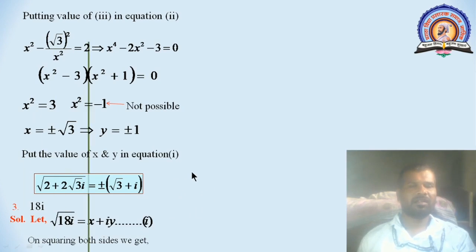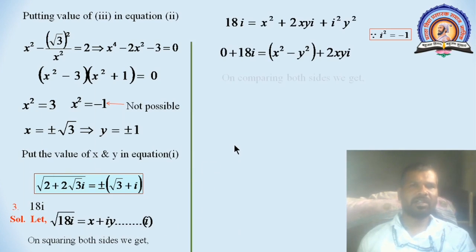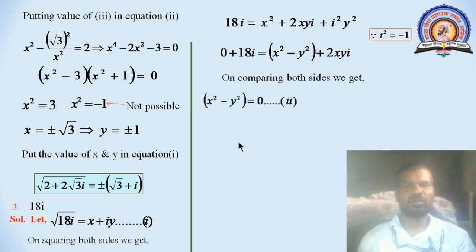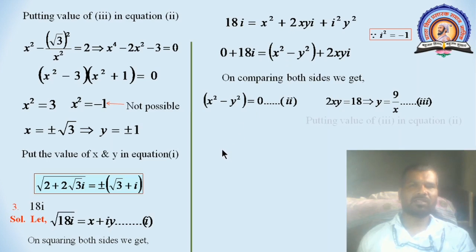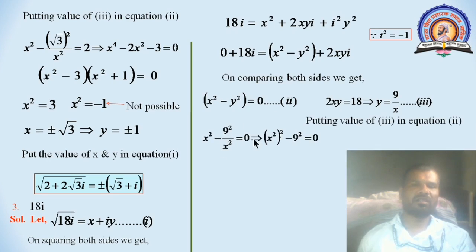Squaring, comparing real and imaginary parts, you will get x square minus y square is equal to 0 and 2xy is equal to 18. From that, y is equal to 9 upon x. Put this value in equation number 2. You will get x square minus 9 square upon x square is equal to 0. On multiplying by x square, we will get x raised to 4 minus 9 square is equal to 0. X raised to 4 can be written as (x square) square minus 9 square is equal to 0. Again, a square minus b square is (a minus b)(a plus b), so it will be factorized as (x square minus 9) into (x square plus 9) is equal to 0.